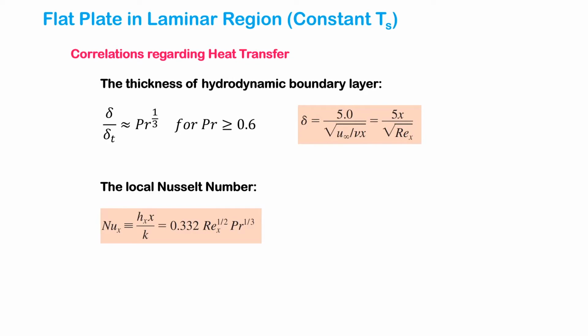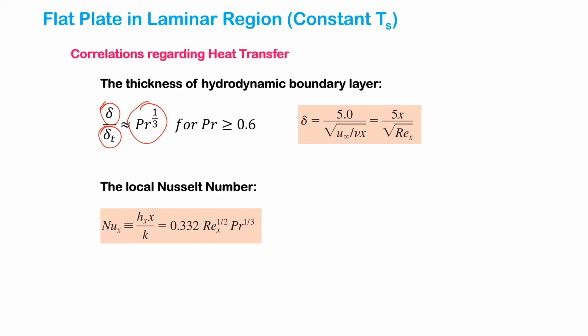So how about the thickness of the boundary layer, the thickness of the hydrodynamic boundary layer? The correlation is simple. After you calculate delta, this is the hydrodynamic thickness. And if you want to calculate the thickness of the thermal boundary layer, they don't necessarily have to be the same. So the ratio of these two is equal to Prandtl number to the 1/3.